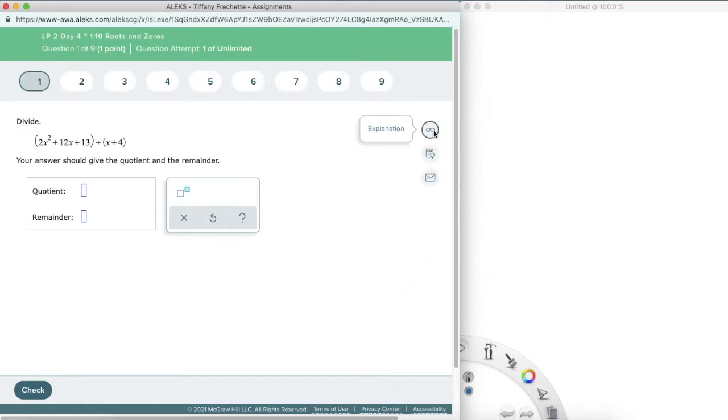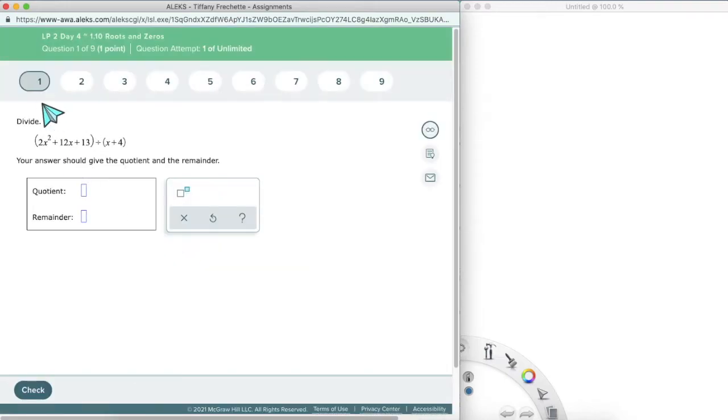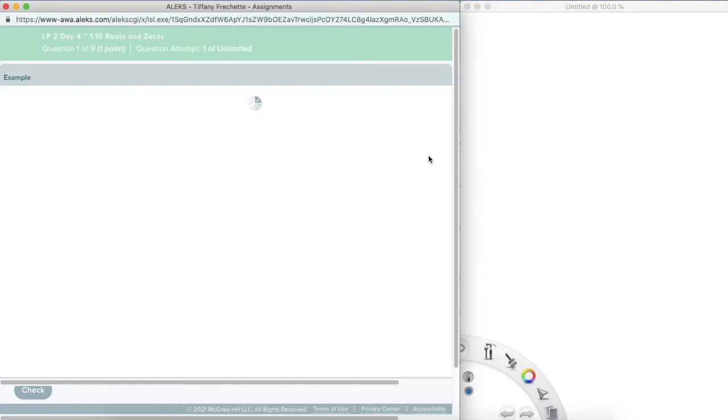We have 3 tools on the side here, very important. Explanation will explain this exact problem to us. So it's going to give us the solution and the answer. That's why we're going to lose the question attempt. It's not going to give you the answer and then let you come type it in. So it's going to give you the red X. You'll have to click submit assignment button and then click quick retake to come back in and try an actual problem. Example gives you a general example of what you're working on.